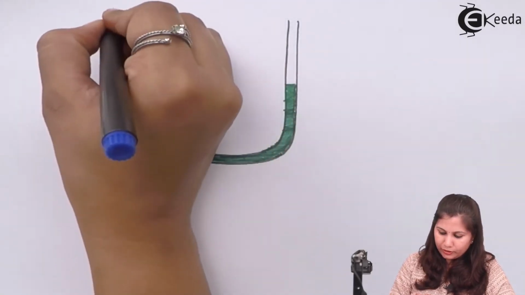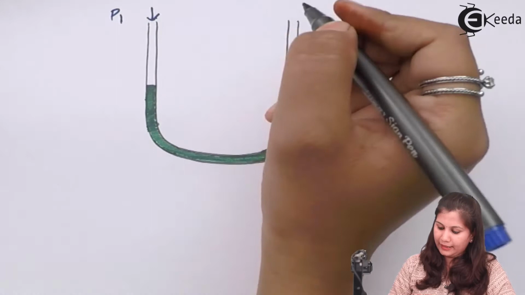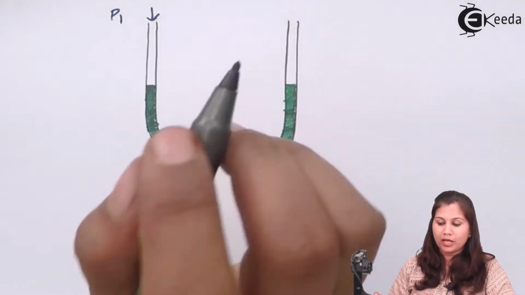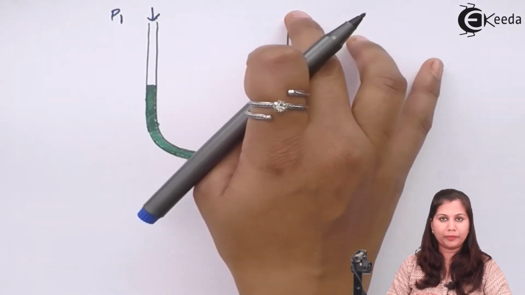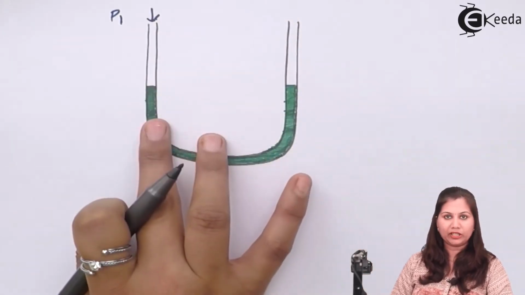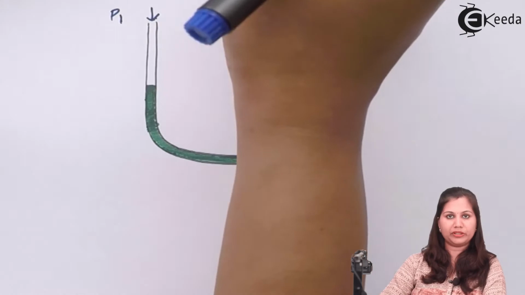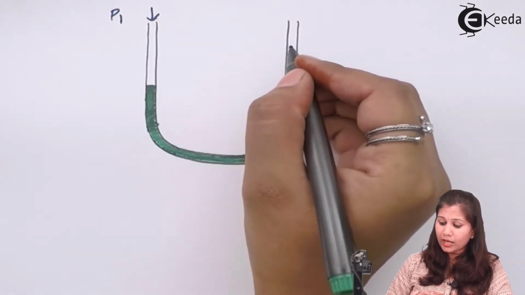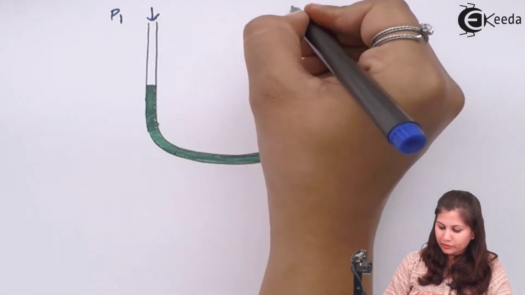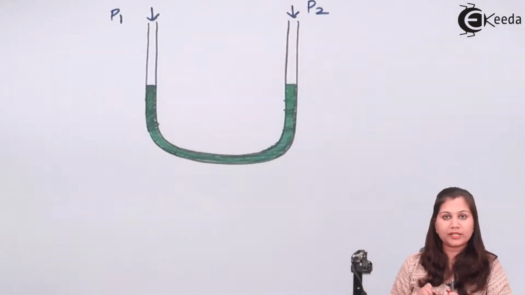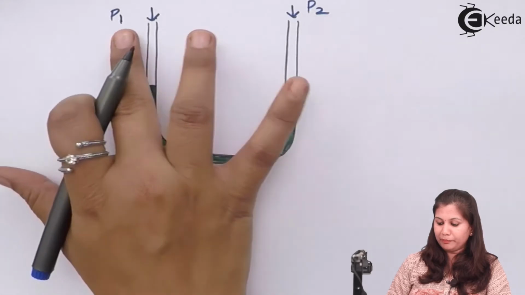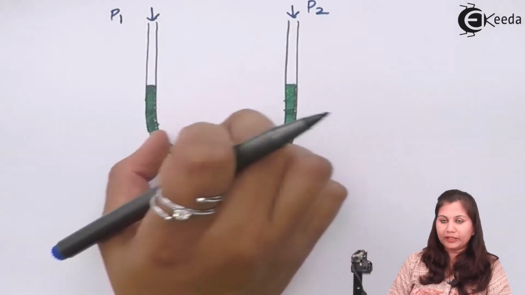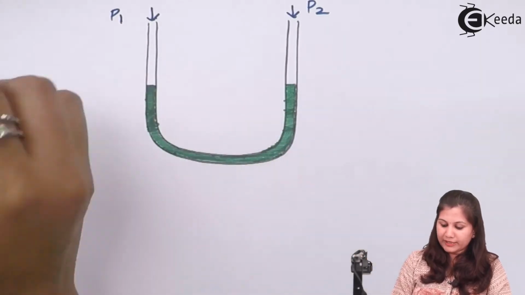Now suppose that here pressure P1 is applied and here pressure P2 is applied. Suppose that here no pressure is being applied and only P1 is applied. So fluid is going to be displaced in this direction. Now suppose here P2 pressure is being applied. So if P1 and P2 are equal, the level of the liquid will be equal.